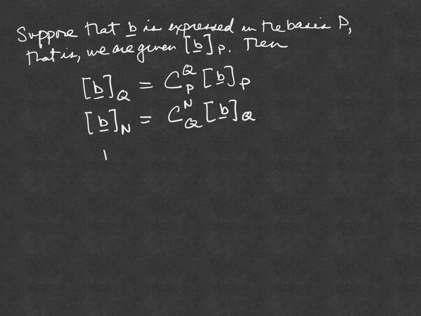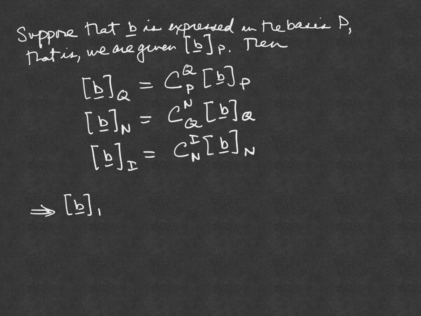And then finally, b expressed in I is equal to the transformation from n to I times b expressed in n. Now, if I just go through and substitute, what that winds up giving me is b expressed in I is equal to the transformation from n to I times b expressed in n. But b expressed in n is the transformation from q to n times b expressed in q. But b expressed in q is the transformation from p to q times b expressed in p.